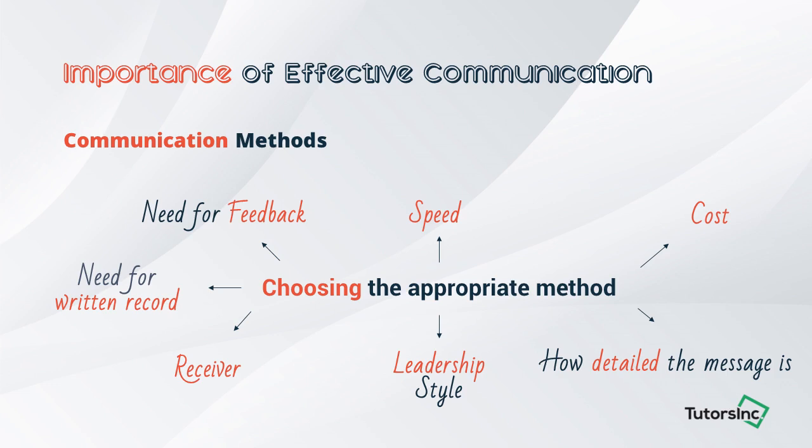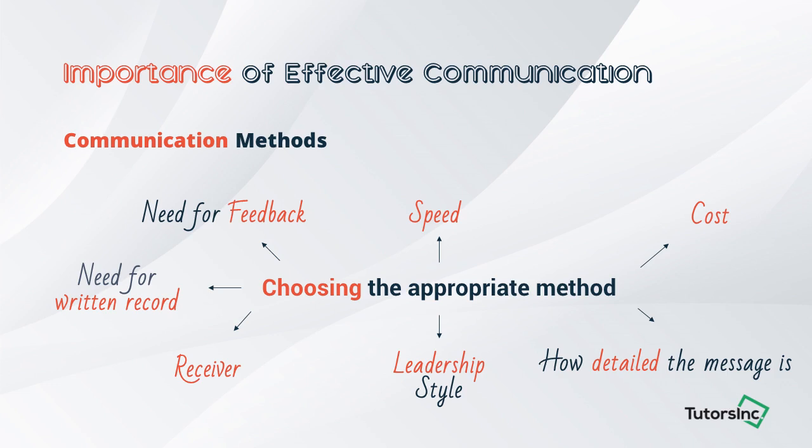First of all, we have speed. If it's important and there's a sense of urgency, then he or she should use fast methods like verbal. And then there's cost. Is it important to keep the costs down? If it is, then he or she can use a relatively cheaper method like emails. Message details. If the message is detailed, as we discussed earlier, written methods are most appropriate. Examples could be memos, emails, and letters.